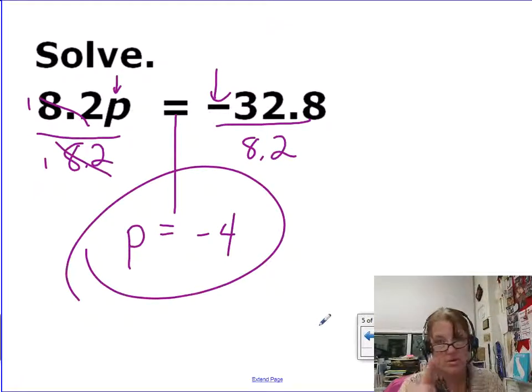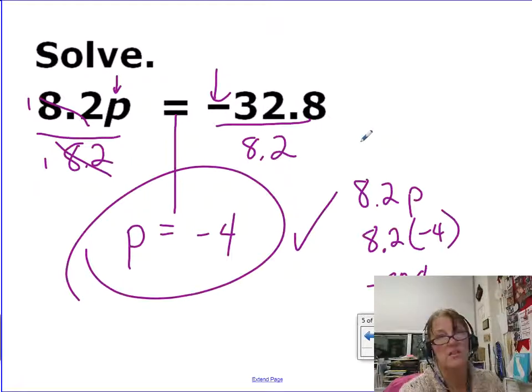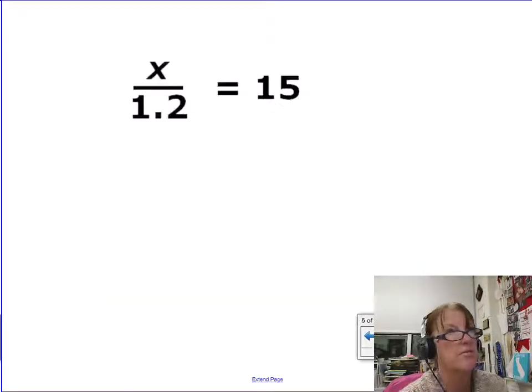You grab your calculator and you come back up to this beginning where it said 8.2 times the variable p, and I want you to take 8.2 times your answer of -4, plug it in, ding, on your calculator you get this, checked. Show me that check mark.